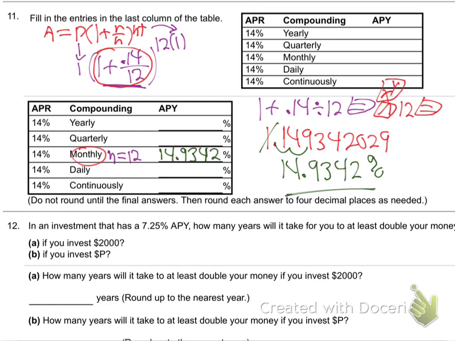14.9342%. Got it. You would round. Yeah, the next digit was a 0, so it just stays as it is. If the next digit was a 5 or something, then I would have rounded up.